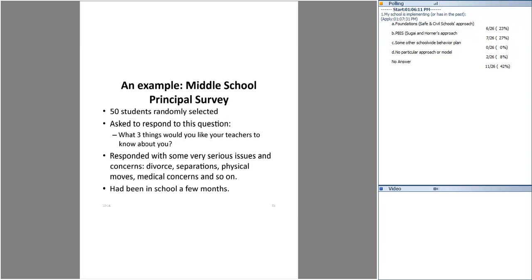But this is an example in Module C that a middle school principal shared with one of my trainers in doing a presentation on the importance of climate. He said he selected from his, I believe, approximately 500-student school, 50 students, and remember, randomly selected, and asked those students to respond to this question: what 3 things would you like your teachers to know about you? And these 50 students, he had them write their responses.